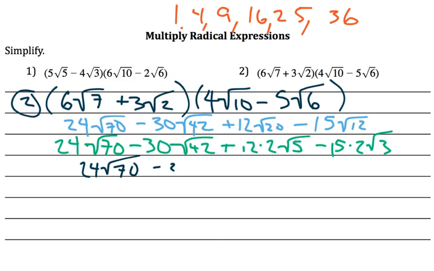I got minus 30 square root of 42. And that's an even number. I really want to be able to simplify it more, but you can't. Plus 24 square root of 5. And I'm not talking too deeply about this because I know you've done this work. Minus 30 square root of 3.